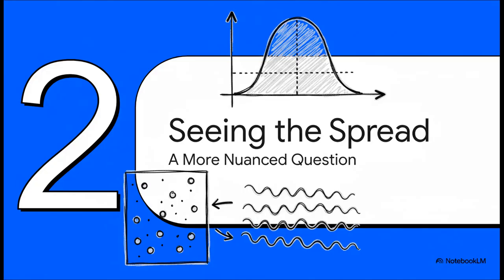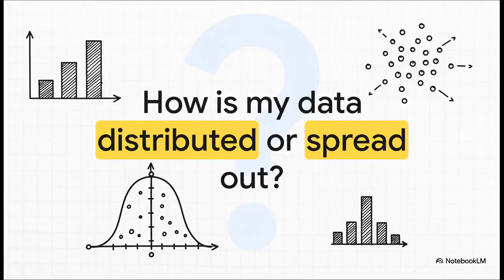Okay, but what if your question is a little different? What if you don't just want to compare separate groups, but you want to understand the shape of your data as a whole? For example, let's say you have the test scores for 150 students. You're not really trying to compare student A to student B. What you really want to know is, did most students score in the 70s? Were there a ton of high achievers? How spread out were all the results? See, this is a question about distribution.